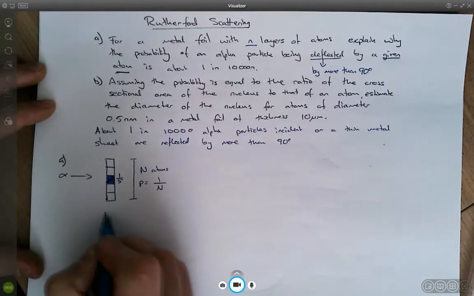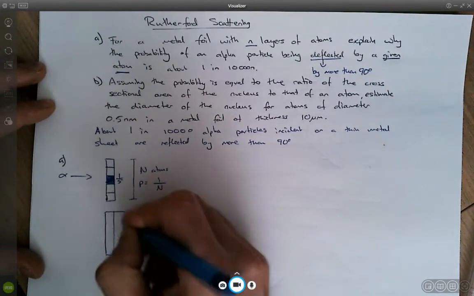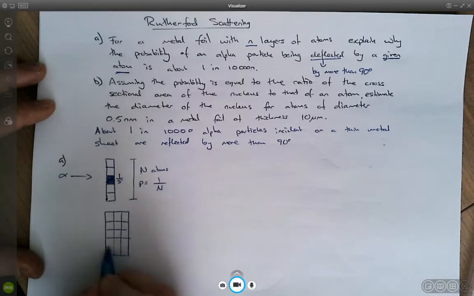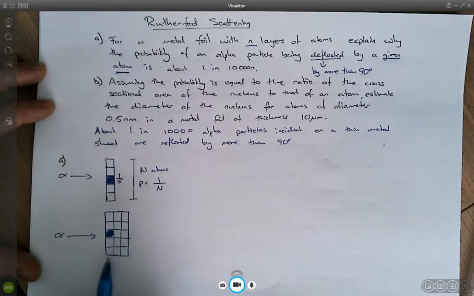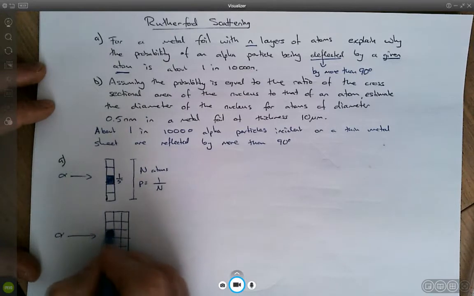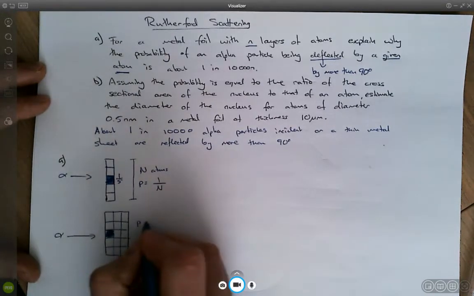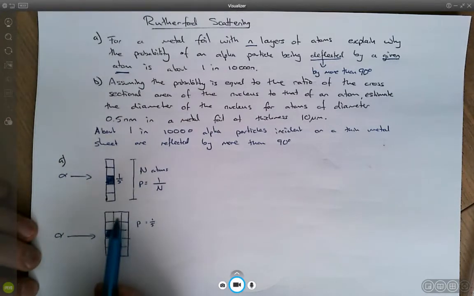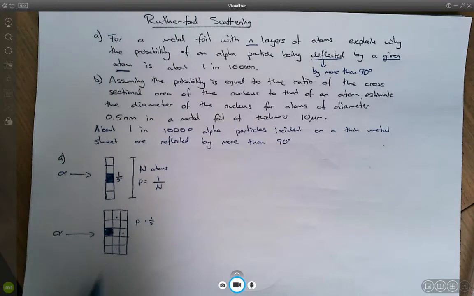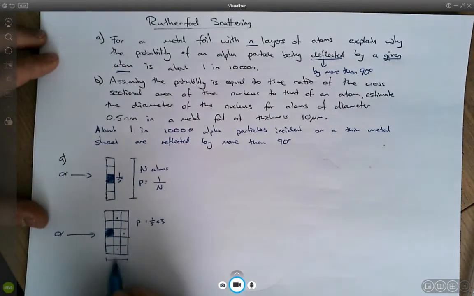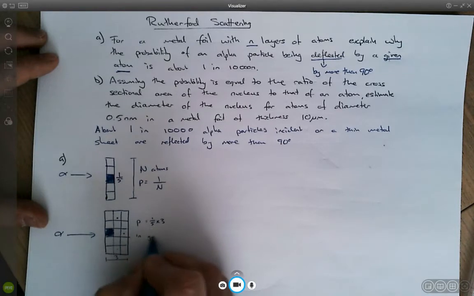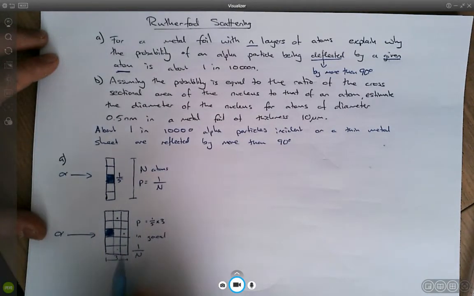Supposing now I don't have one layer, but I have more than one layer. Let's look at something that's got 3 layers just to keep it nice and simple. So now, what is the probability that it's deflected by this atom? And it's by the given atom, not any atom, but this one here. Well, the probability is going to be 1 over 5, but it could have been deflected by this one, it could have been deflected by this one, it could have been deflected by this one, and we only care about it being deflected by this one. That's the given atom. So it's 1 over 5 times 3 to represent the fact that we've got 3 layers. In general, it's going to be 1 over n for the number of atoms times by the number of layers.